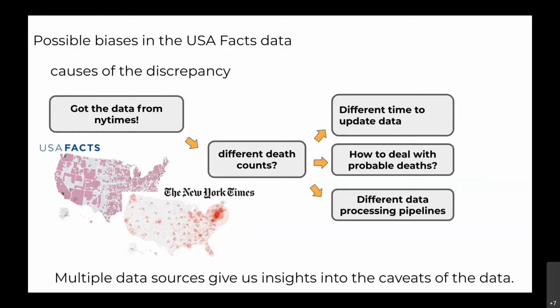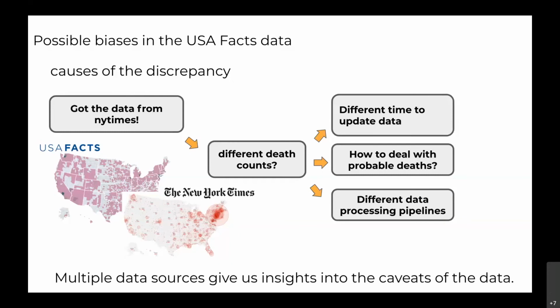There are a couple of reasons why we observe this difference. First, the New York Times and USA Facts tend to update their data at different times. The New York Times says they update their data continuously, every 5 minutes, and USA Facts has a fixed time to update their data. And the second possible reason is they deal with probable deaths in a different way.